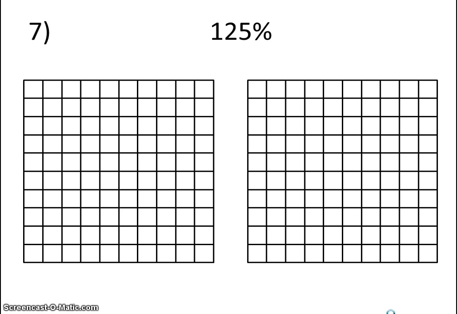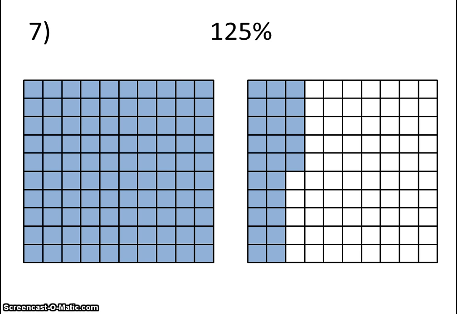125% would need two 10 by 10 grids. And again, I would shade in all of the first grid because there's more than 100%. And 25 from the second grid to show that there are 25 more than 100%. 25% more than 100%.